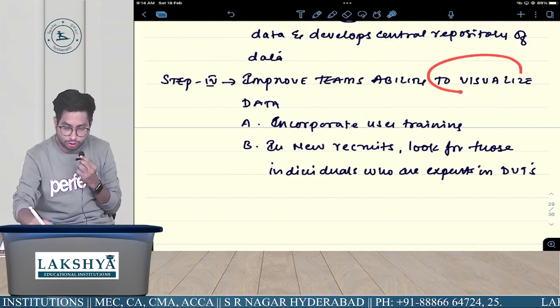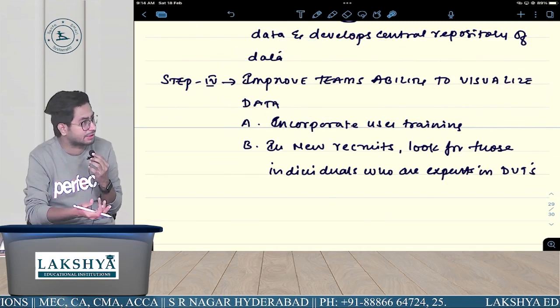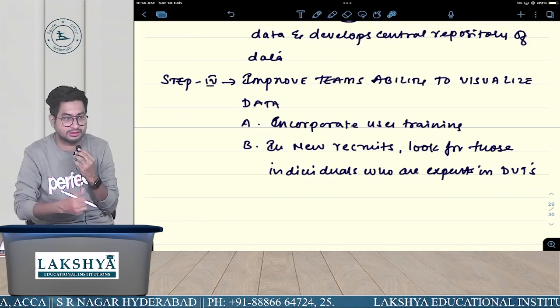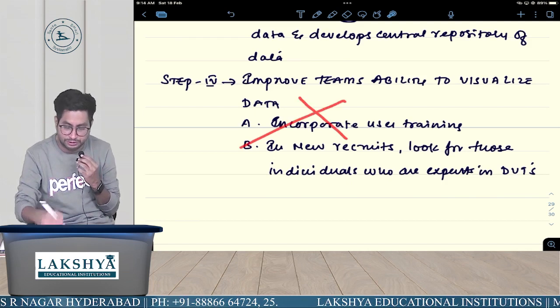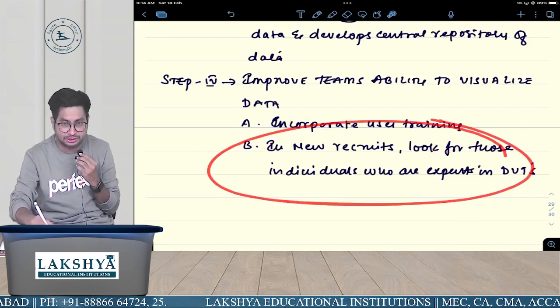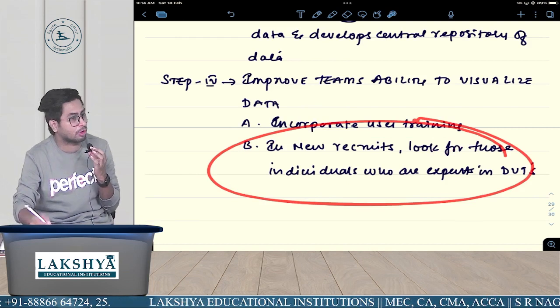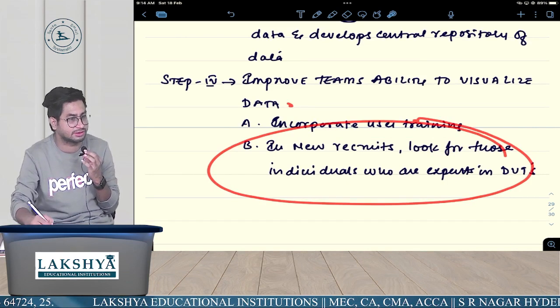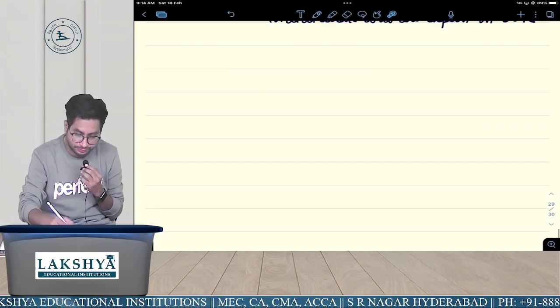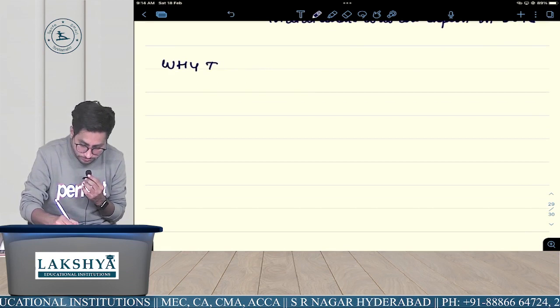Human beings. So human beings should have the knowledge of using a technology or no knowledge of using a technology. If they don't have a knowledge of using the software, train them. Even after training, if they are unable to understand, remove them, hire new people. When you're hiring new people, you will look for people who already have the knowledge. Clear? Now the question comes, why visualize data?